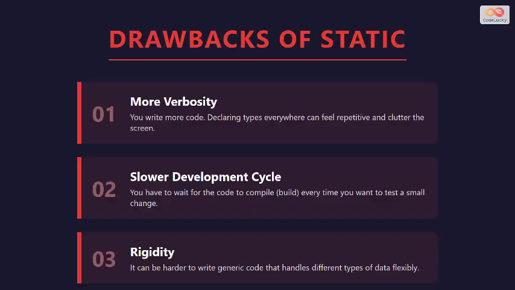However, it comes with a cost. Static typing is often more verbose, meaning you have to write more code to do the same thing. It can also slow down development because you have to wait for the code to compile every time you make a change. It feels a bit more rigid.